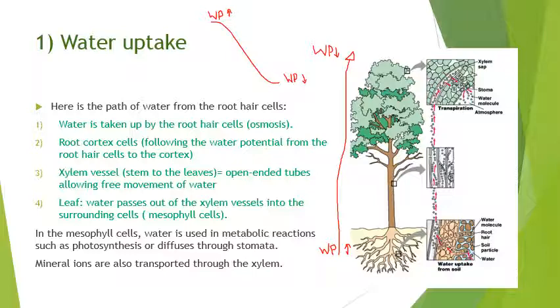So from the root hair cells, where the water enters through osmosis, the water will then go into the root cortex cells. The root cortex cells are these guys here, yeah? So down here, this is a root hair cell. This is a root hair cell. This is another root hair cell. And then these little cells here, this is a xylem vessel, which hopefully you will already recognize.